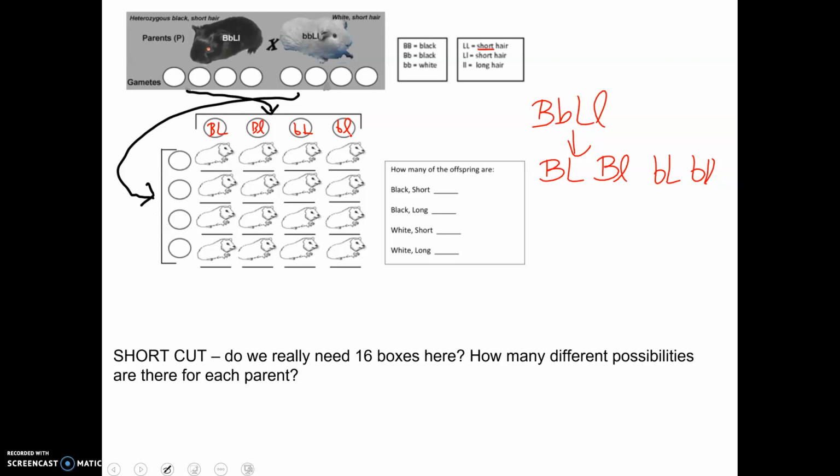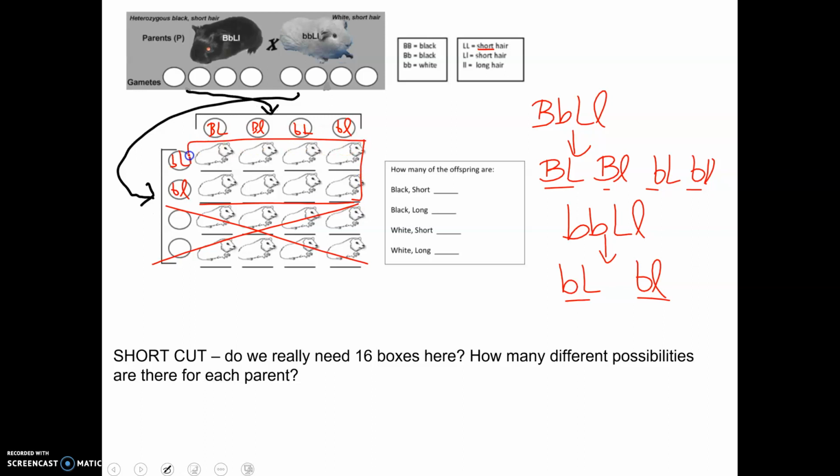Now, here's the shortcut, my first shortcut. My second parent is not heterozygous for both traits, right? They're little b, big L, little l. There's not 4 different things they can make. They can only make 2. They can do little b with big L or little b with little l. That's it, right? They don't have a big B. So technically, we don't need this. We only have little b with big L, little b with little l.